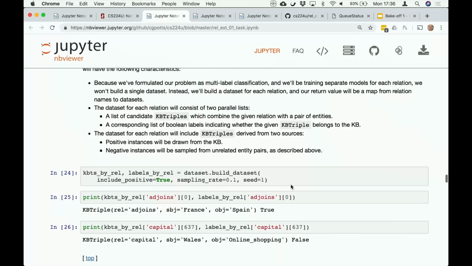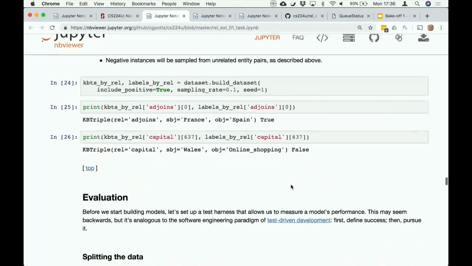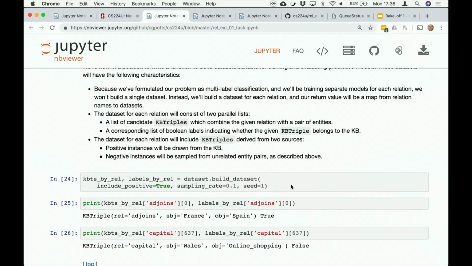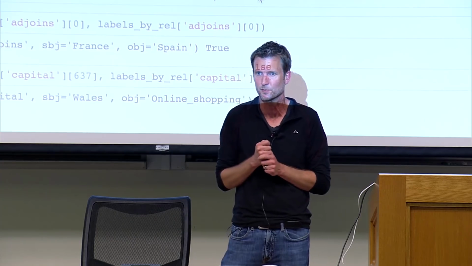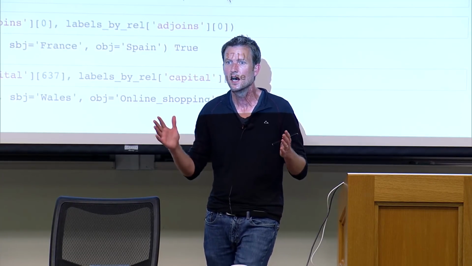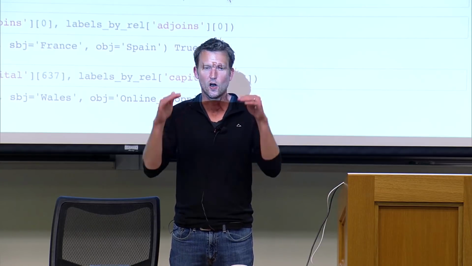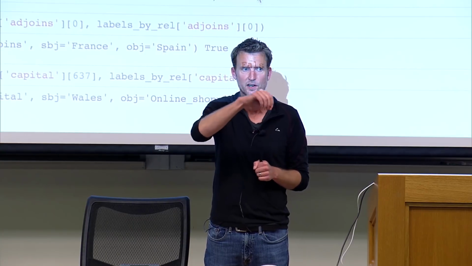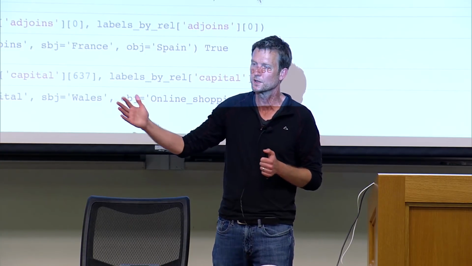Okay, then there's some code to create data sets. I'm not going to dwell on this, but a data set is going to be a bunch of KB triples along with labels that say what the correct binary classification for that KB triple is. The thing to be aware of is that because we're factoring our prediction problem by relation, all of these data structures are going to be organized into maps or dictionaries from a relation to some other stuff.